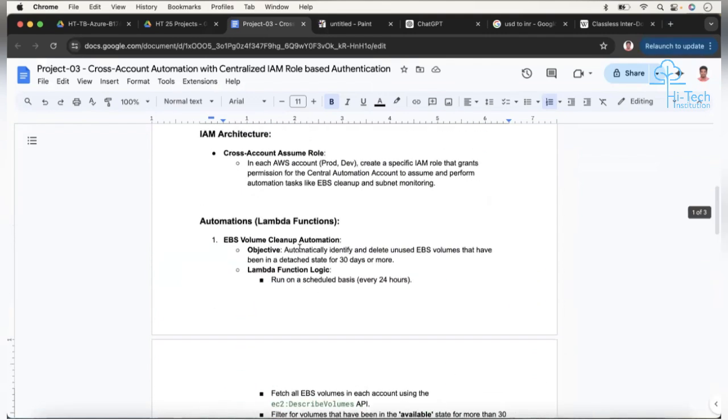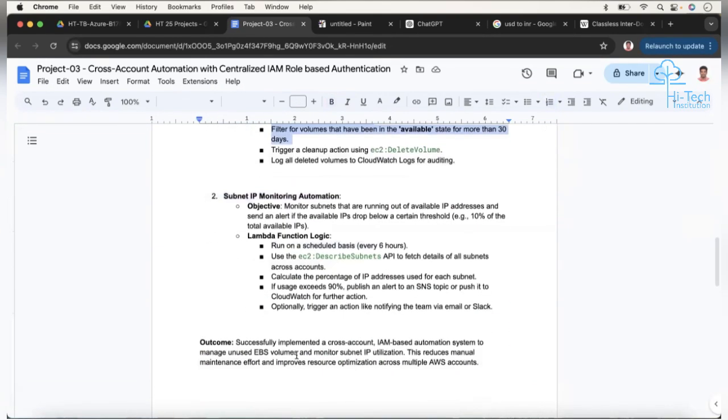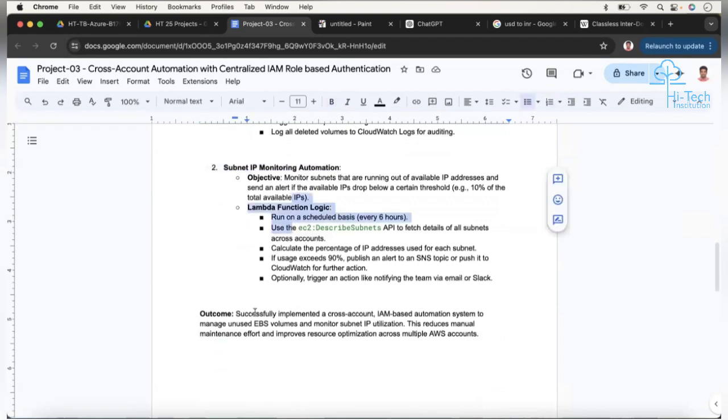Yeah, here you go. I'll share this document. You will be able to see the EBS volume cleanup, subnet. Outcome: successfully implemented the cross-account IAM-based automation system to manage the unused EBS volume and monitor the IP utilization. This reduces the manual maintenance effort and reduces the optimization across the AWS account.